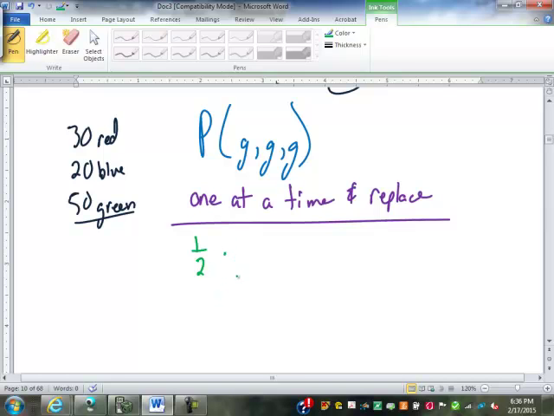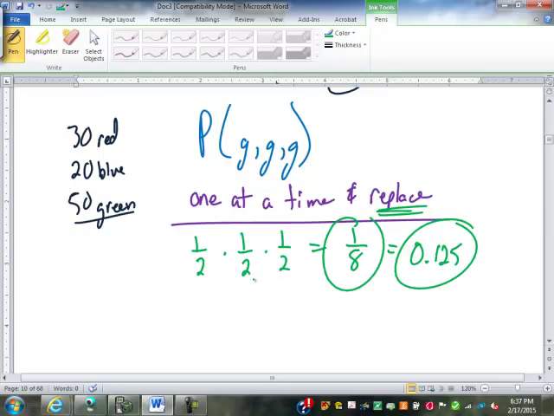What's the probability of the second marble being green? Why is it still 1/2? Yeah, put the first one back. How about the third marble? 1/2. Good. We multiply that up. That's 1/8 or 0.125. Either one. Again, I'd probably stick with the fraction of 1 out of 8.